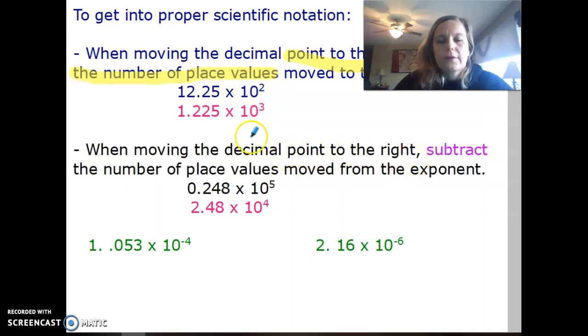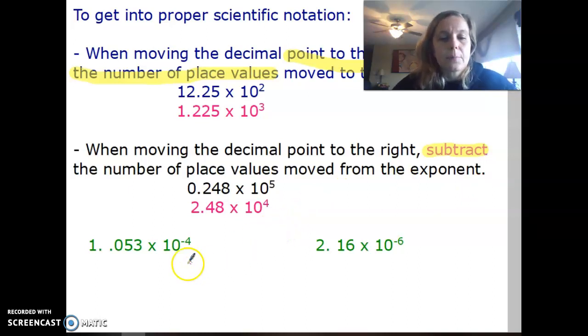If you ever have to move the decimal point to the right, you are going to subtract that number of place values. So if you look at the next example down here, we had 0.248 times 10 to the 5th. Our decimal had to go back to the right 1 place value, so that means we subtract. One thing I'm going to tell you now, you guys, you need to remember and be careful with positive and negative numbers. That's where sometimes we make mistakes.